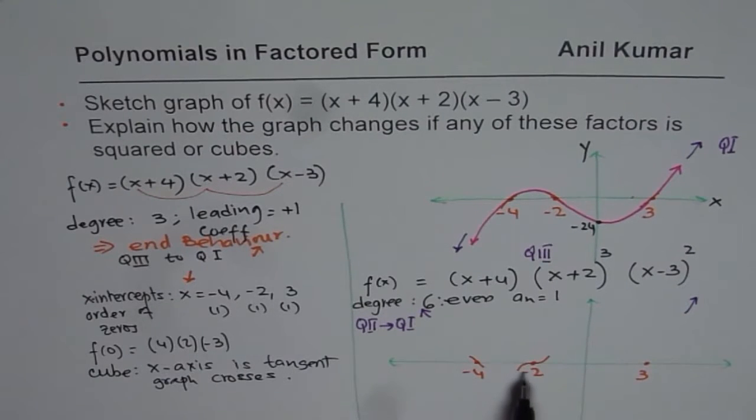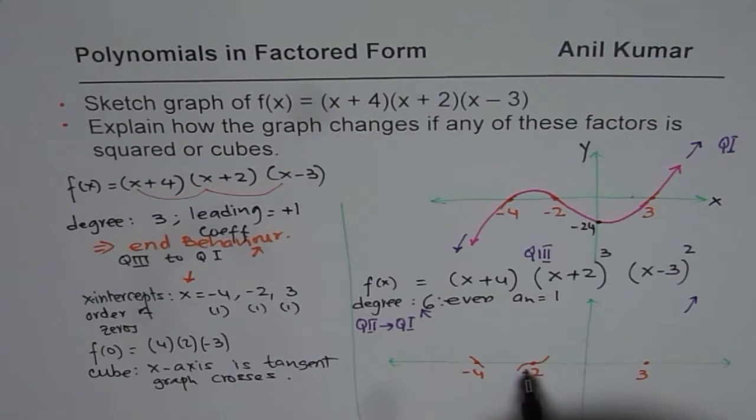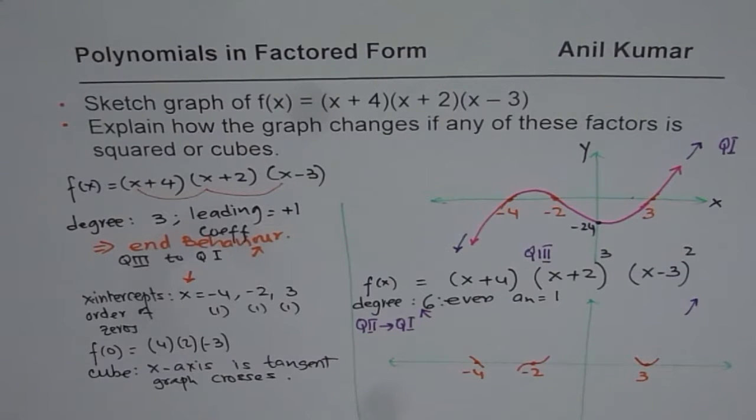So if the zero is changed from linear to cubic, the graph will cross the x-axis, but the x-axis will become a tangent now. What happens when you square one of these factors? At this time, it is going to be like a parabola. It becomes a turning point. You're coming from quadrant 1 itself, so it just turns like this.